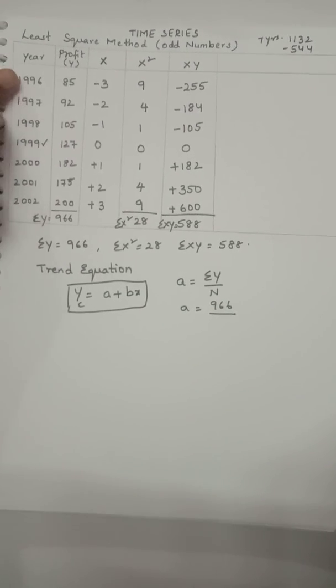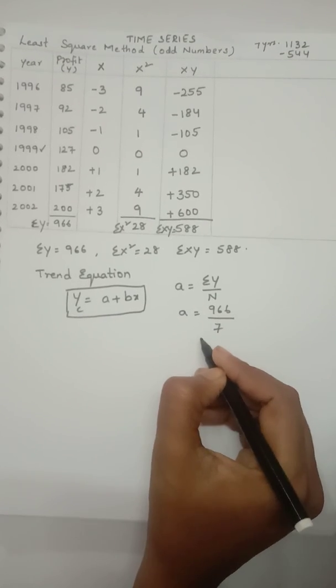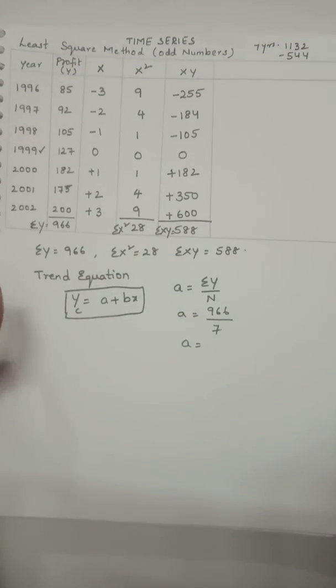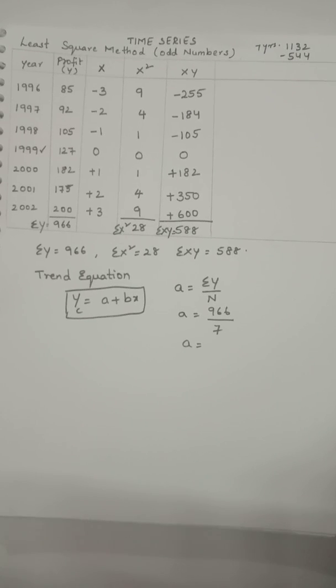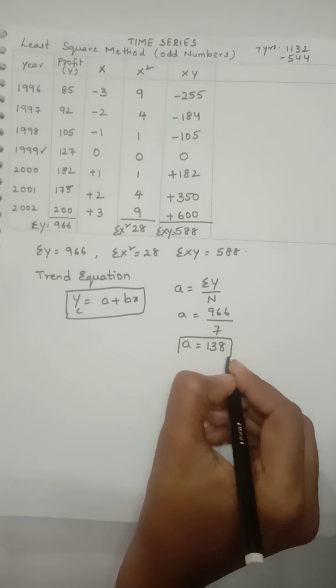What is the n value here? 1, 2, 3, 4, 5, 6, 7. 7 is the n value. So the A value is equal to 966 divided by 7. The A value is 138. We got it.